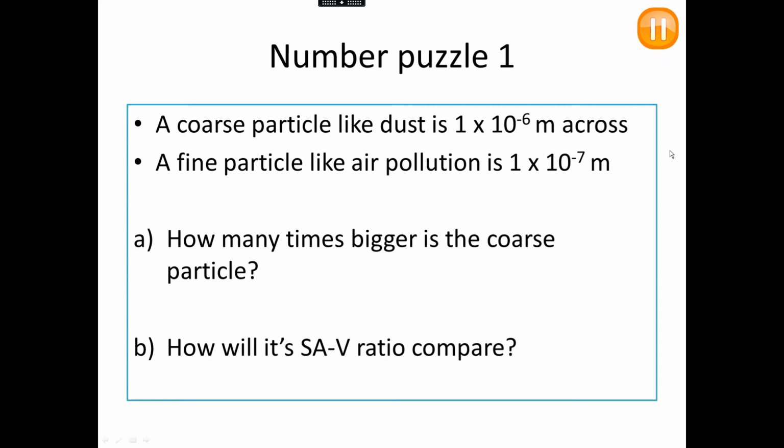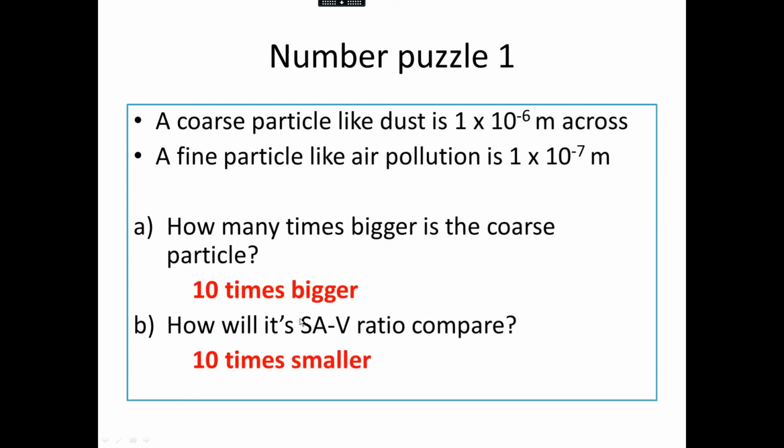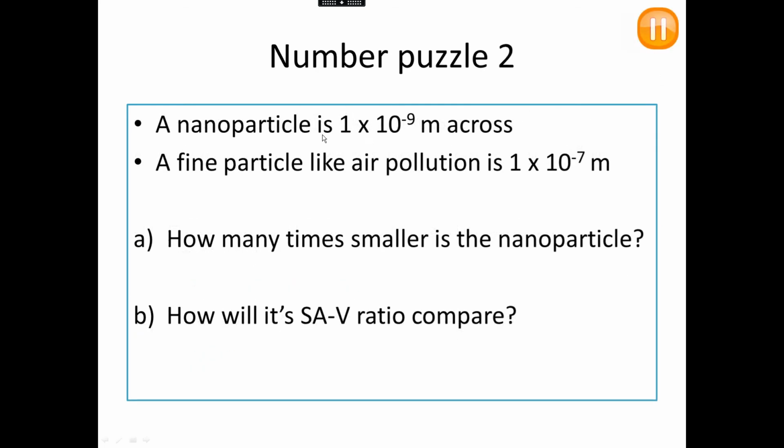Here comes the answer. The coarse particle, if it's 1 times 10 to the minus 6, is 10 times bigger than the fine particle. If it's 10 times bigger, its SAV ratio will be 10 times smaller. Let's look at a second example. Pause the video, try and work out this one.